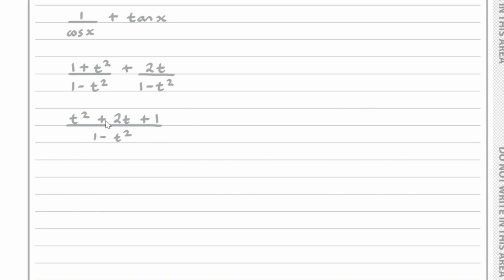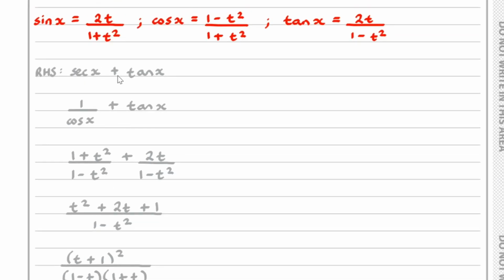t squared plus 2t plus 1, that's the same as t plus 1 all squared. And along the bottom we've got 1 minus t lots of 1 plus t, which simplifies to t plus 1 over 1 minus t. Now, the idea here will be to somehow get to this stage, and from this stage we can work backwards.